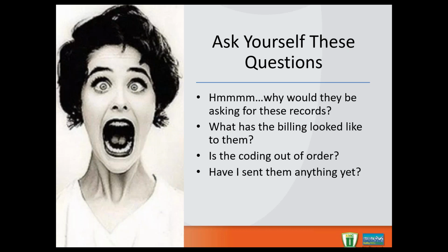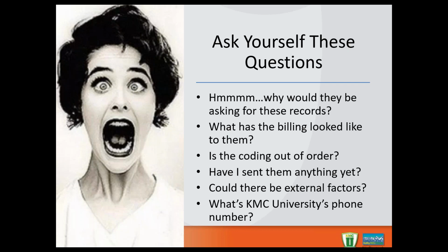You also want to know if you've sent them anything yet. And if you're up to the point where you're getting the 55 or 60 chart request, did we send them the 5? That's what we want to know first. What do they have? Could there be external factors, such as CMS told everybody in 11 states of Noridian that they're going to get 98941s looked at? So it's everybody, it's not just me. That's something I need to know.